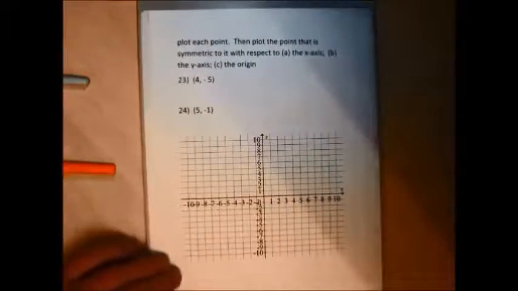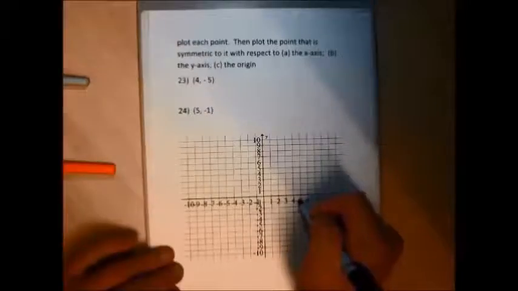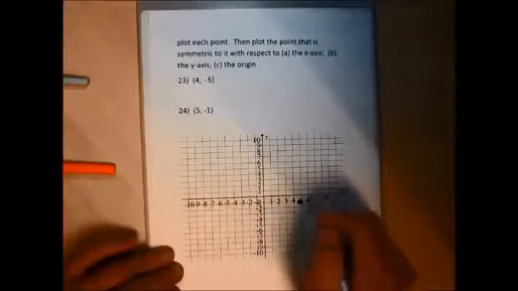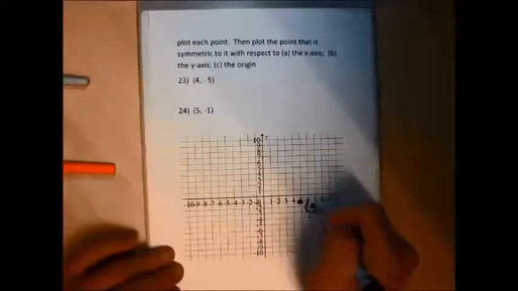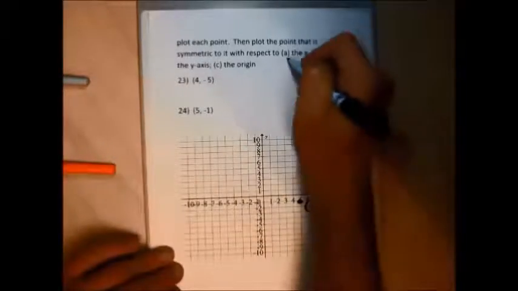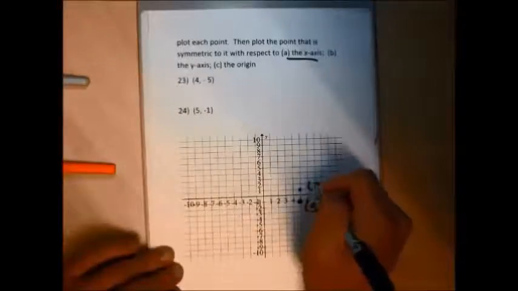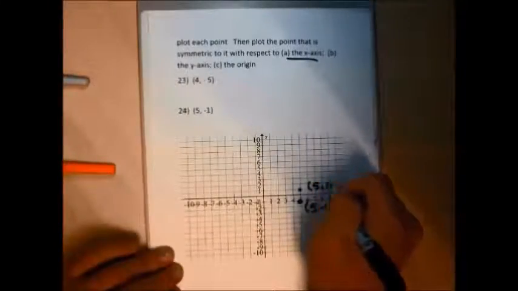Way too many problems like this, but I'll do them because they go fast. So for 24, first I'm going to plot the point 5, negative 1. So there's my point 5, negative 1. Now to find the symmetric point across the x-axis, I change the sign of the y. That's going to be the point 5, positive 1.